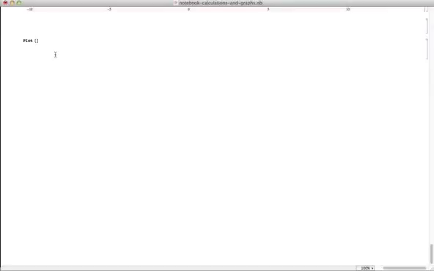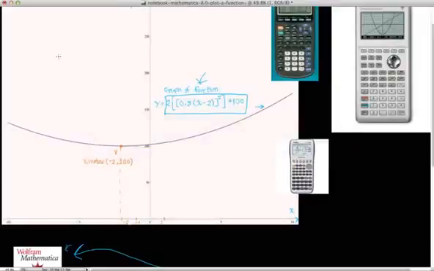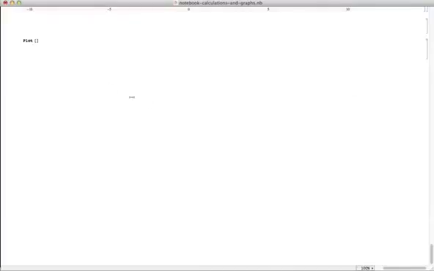The first argument is, well, what am I graphing? The graph over here was a parabola graph in its perfect square form. So let me just type that in. It was 0.5 x plus 2, close bracket, to the power squared.